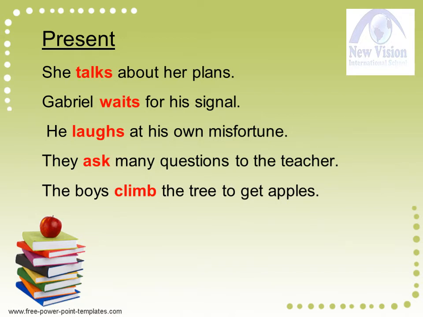We use the base form of the verb to form the present tense of all persons and all numbers except third person singular. For the third person singular, we change the infinitive form, typically by adding s, es, or ies.